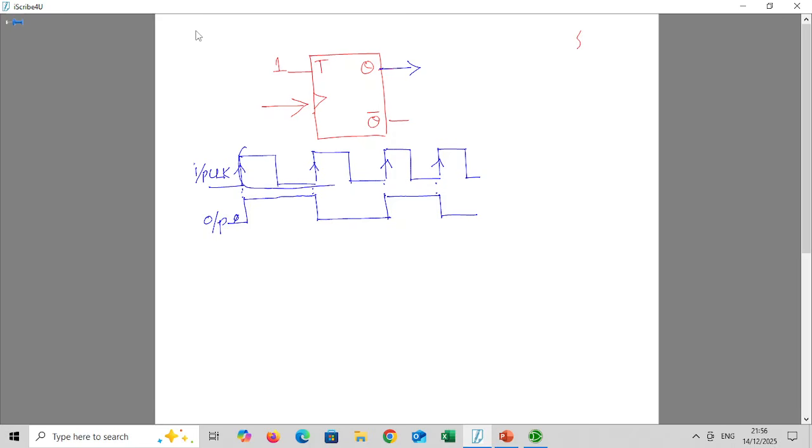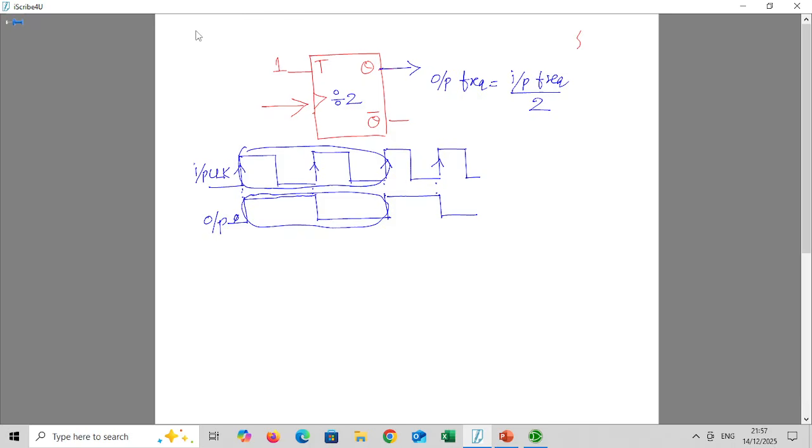One strange feature you can observe here: for every 2 clock pulses, 1 output clock pulse is produced. That means the output frequency is nothing but the input frequency divided by 2. So this counter acts like a divide by 2 block. It has 2 states, 0 and 1, and whatever frequency we give, the output will be half of that. If I give 1 kilohertz, the output will be 500 hertz.